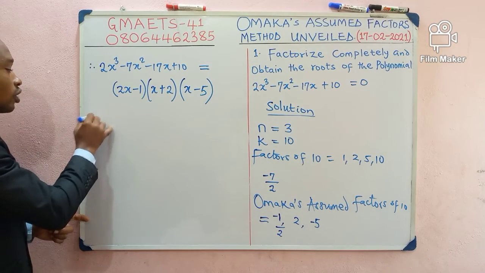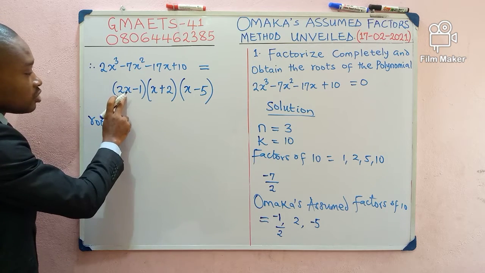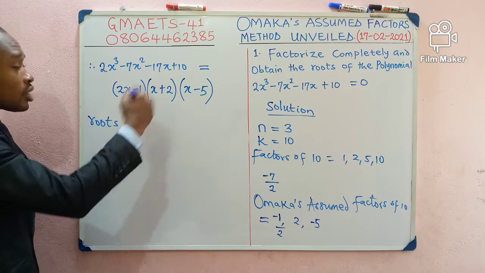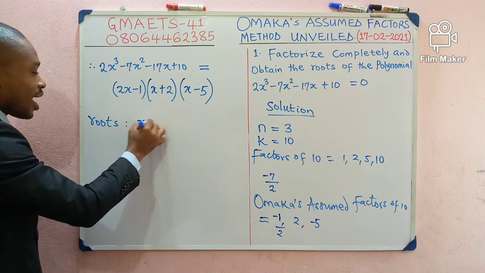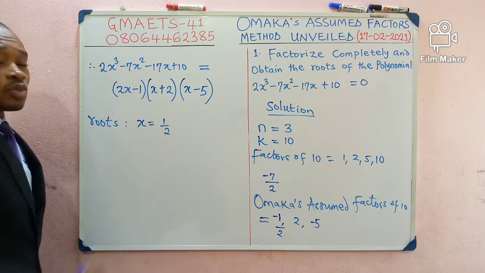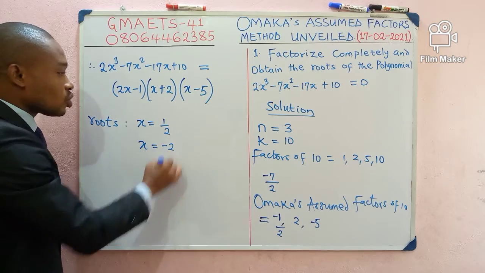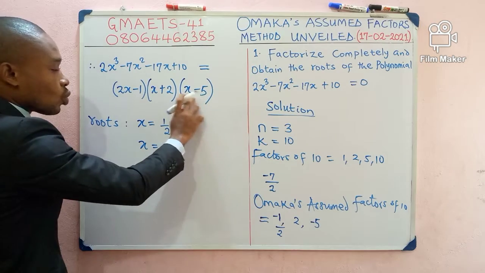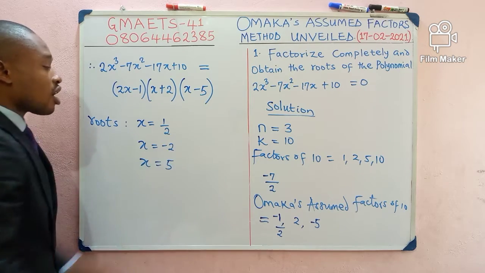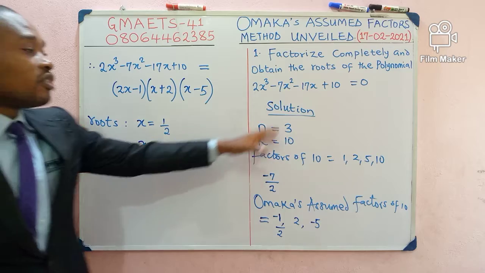Quickly, to obtain the roots or the zeros of the polynomial, all you need to do is to equate each of these brackets to 0 and solve for x. If you do that, 2x minus 1 equal to 0. If you solve for x there, you're going to get that x is equal to 1 over 2. Then from the second term, x plus 2 equal to 0. If you solve for x there, you're going to get that x is equal to minus 2. And then lastly, from this, if you equate to 0 and solve for x, you're going to get x to be equal to 5. These are the roots of this polynomial, and these are the factors of the polynomial.